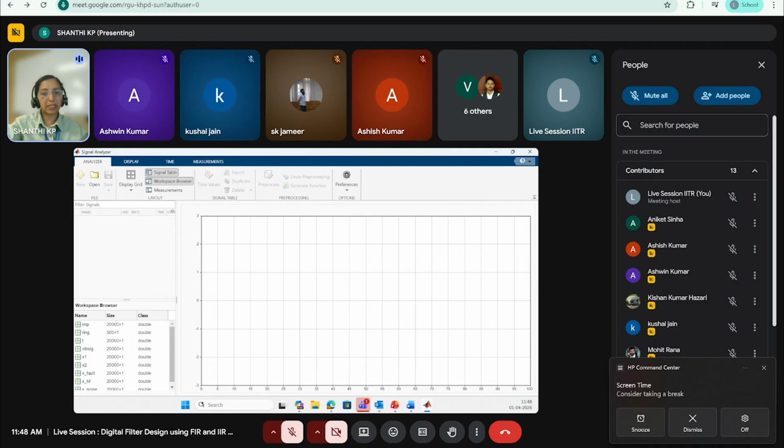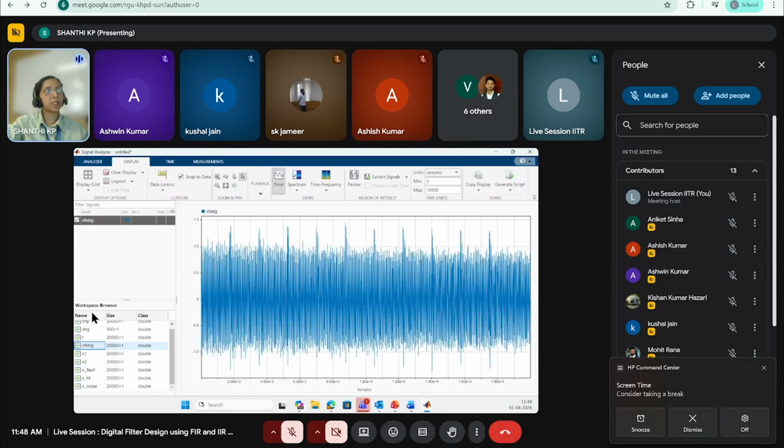So I have opened the signal analyzer app now. We'll visualize the noisy vibration signal which we generated. To visualize the signal, click on the signal WIBSIG where we have saved the noisy vibration signal. Now drag the signal from the workspace browser to the axis, and this will give you the time domain visualization of the vibration signal which we created.